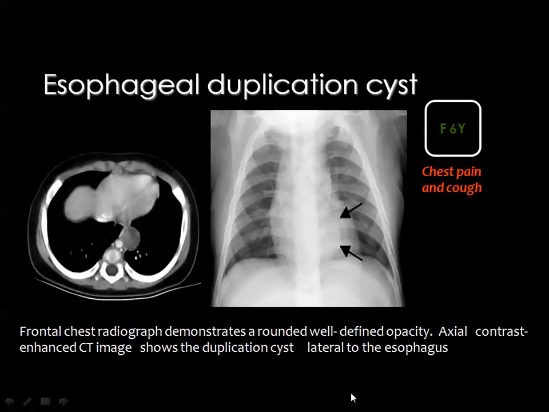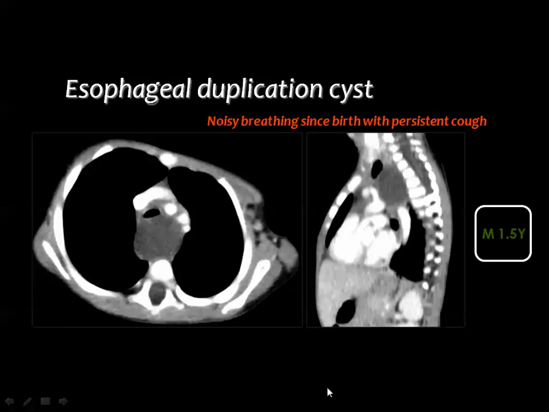And this is another example of the third cyst, which is located in the posterior mediastinum, that is the esophageal duplication cyst. This cyst is usually related to the esophagus, and it may grow up and down in the mediastinum and sometimes be mistaken for the bronchogenic cyst. Simple cyst with clear water content, as you can see here.